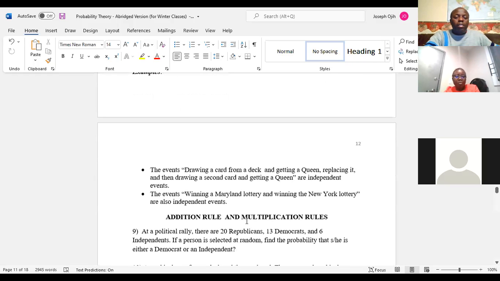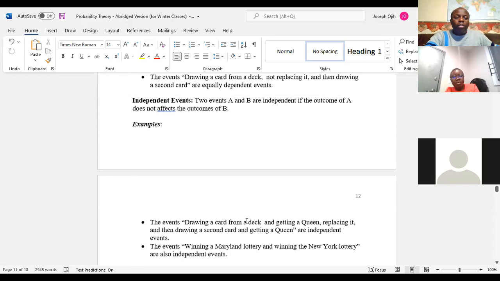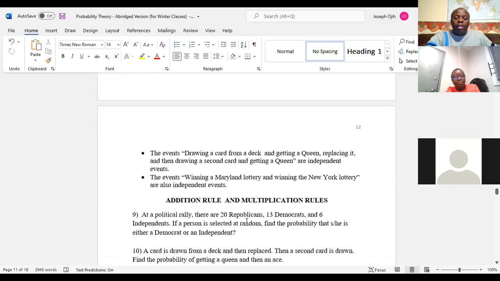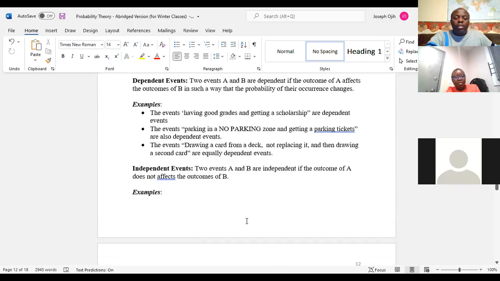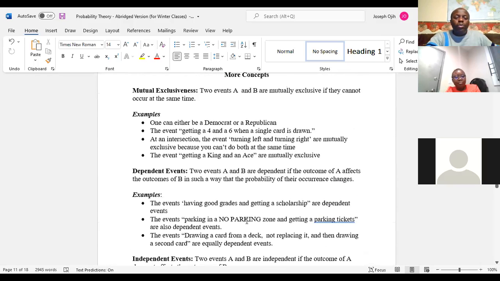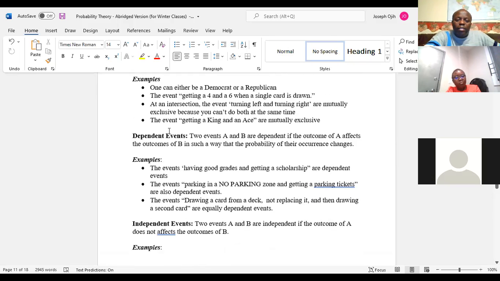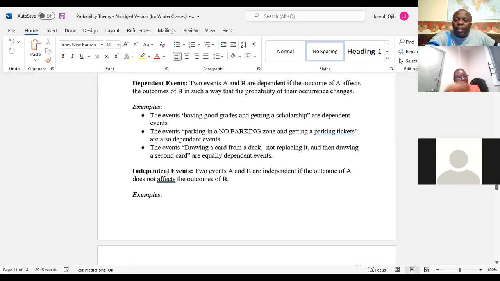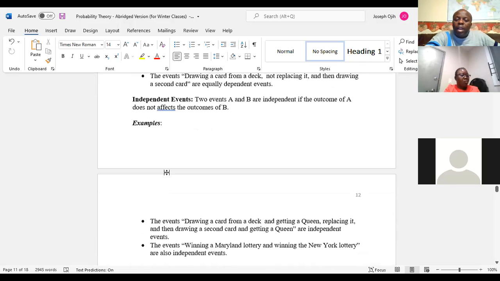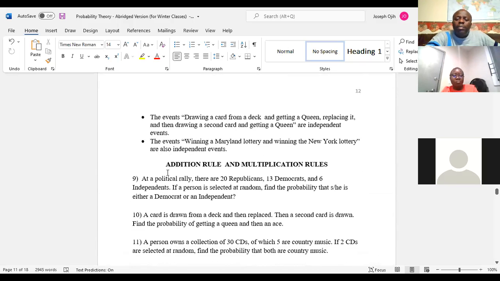Now with this, we look at the addition rule and the multiplication rules. These events that we just discussed have rules we apply to them when finding the probability of the event. Those rules we will examine when we come back, because we will soon be timed out. We will examine the rules that apply to mutual exclusiveness, dependent events, and independent events, and also the addition rule and multiplication rules.